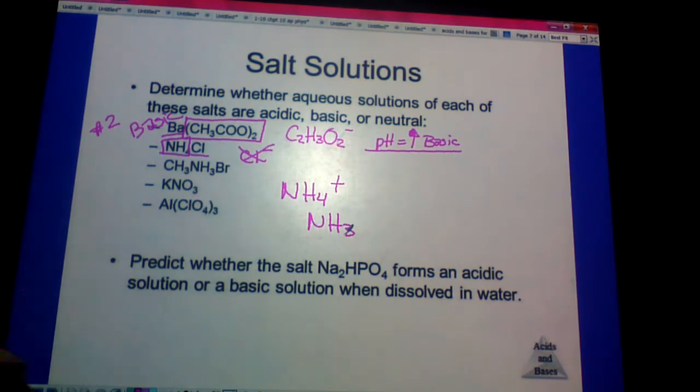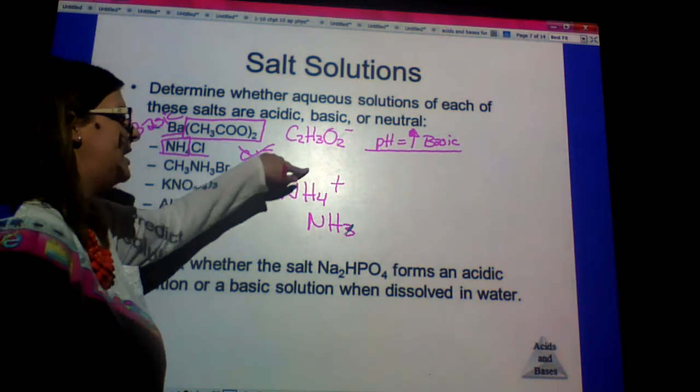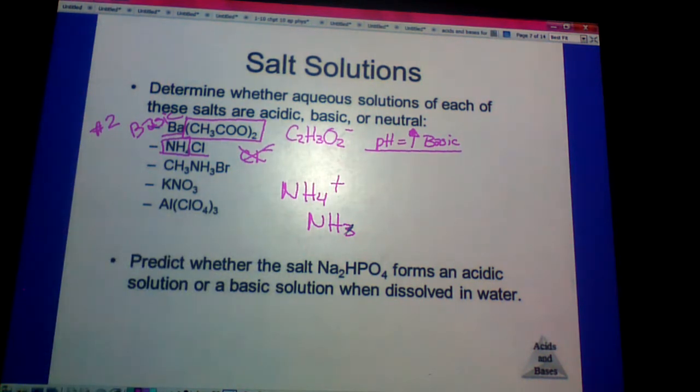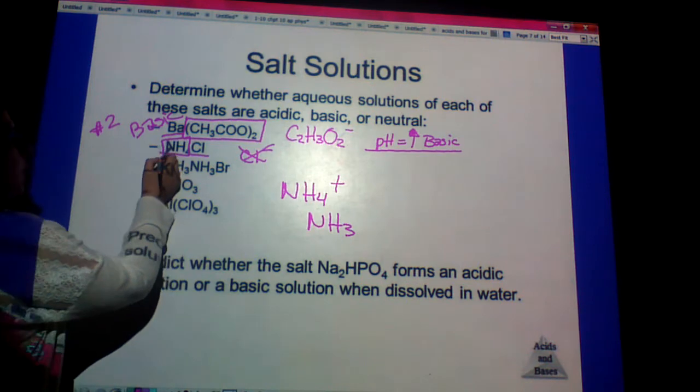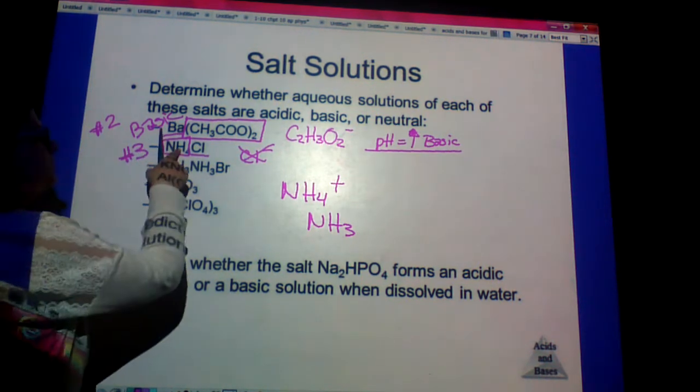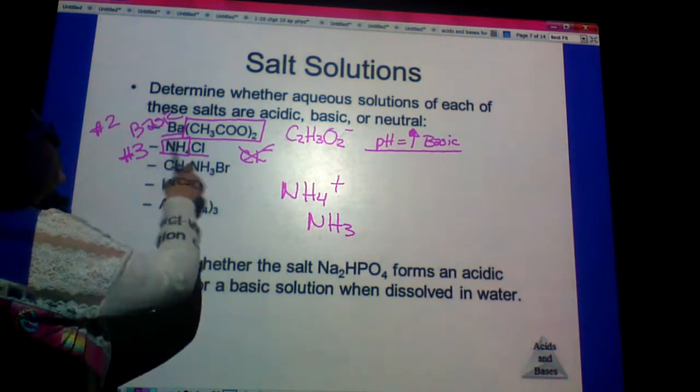According to one of our rules, which was number 3, a cation that is the conjugate acid, NH4 plus being the conjugate acid of a weak base, NH3, is going to do what to pH? It's going to decrease pH. So based on rule number 3, NH4 plus is going to decrease pH, so this is going to be acidic.